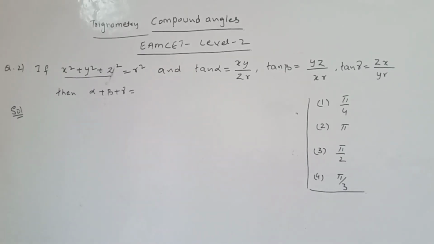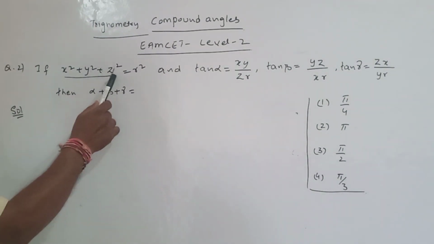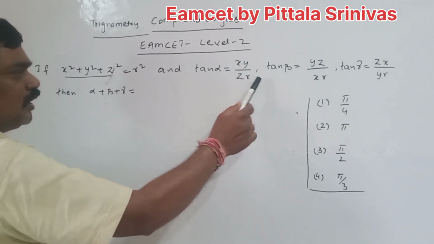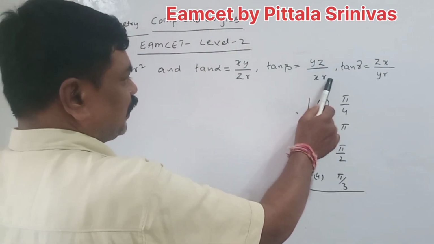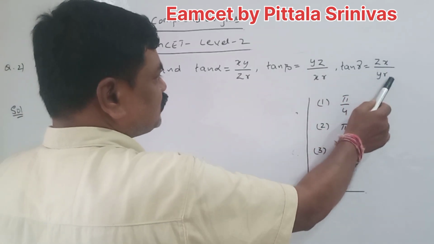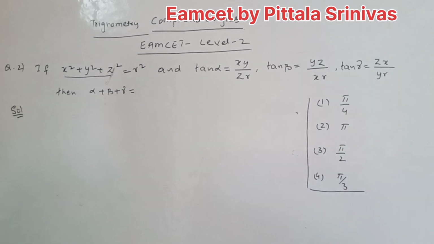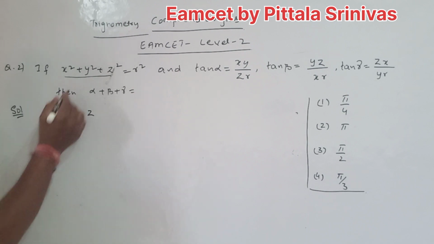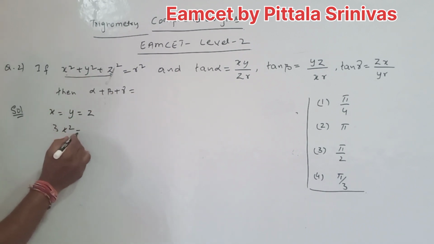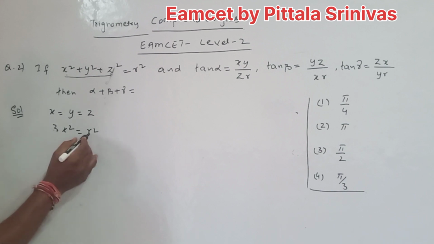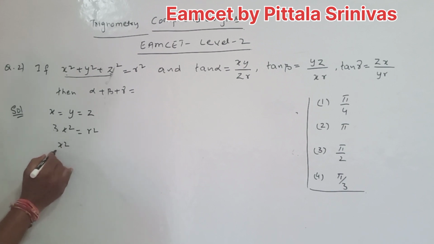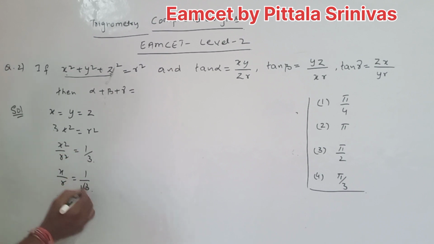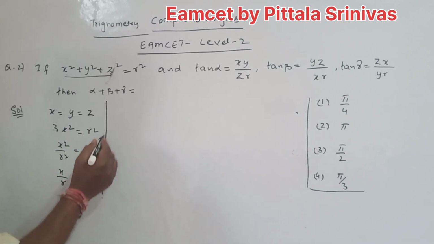Dear viewers, we have the problem: x square plus y square plus z square is equal to r square, and tan alpha is equal to xy by zr, tan beta is equal to yz by xr, tan gamma is equal to zx by yr. Then alpha plus beta plus gamma is equal to what? Here you take x is equal to y is equal to z. Then we have 3x square is equal to r square. Then x square by r square is equal to 1 by 3. So x by r is equal to 1 by root 3.